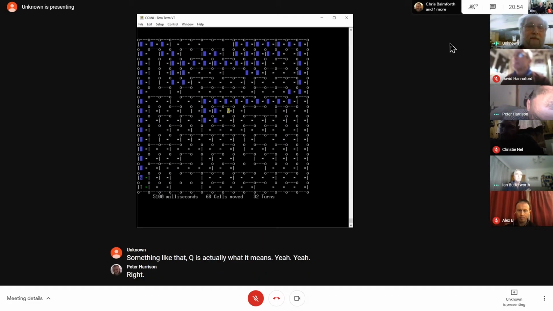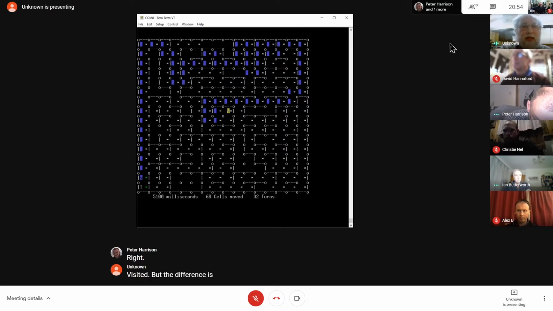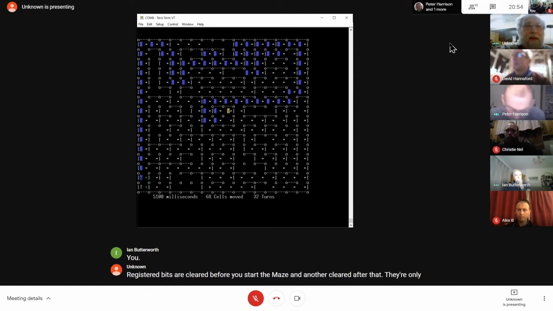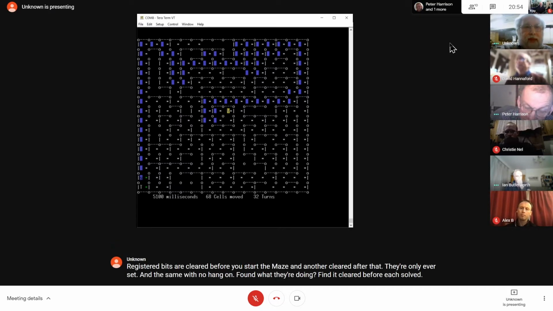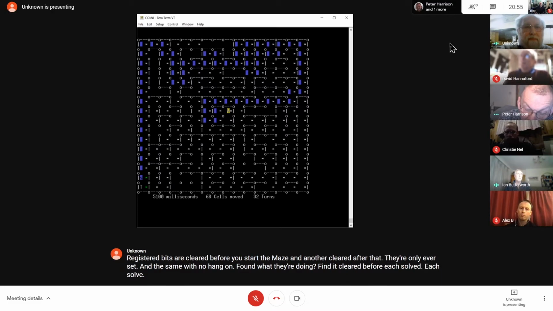Visited, but the difference is that solved bits are cleared before every solve. Visited bits are cleared before you start the maze and are never cleared after that. They're only ever set. And the same with, no, hang on, found. What do I do with found? Found are cleared before each solve. Found means what?